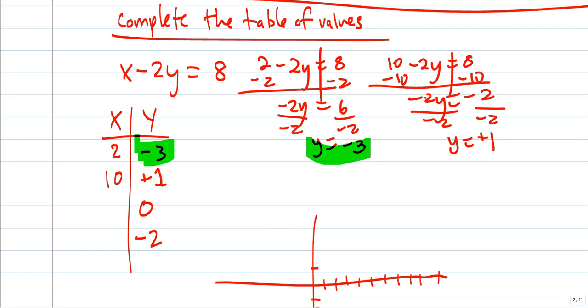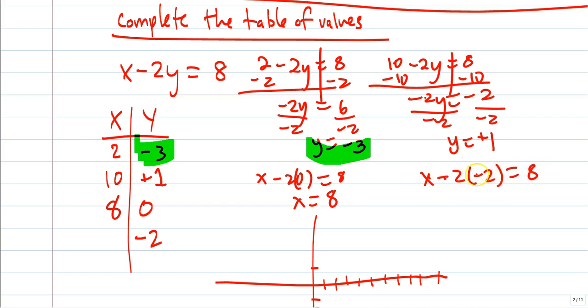Well, we got 2 more, but this time I'm not given the x, this time I'm given the y. So what if y was 0? Well, x minus 2 times 0 equals 8. 2 times 0 is just 0. x equals 8, well, that wasn't too bad. What if y was negative 2? x minus 2 times a negative 2, a negative times a negative. Moving that over, x equals 4.